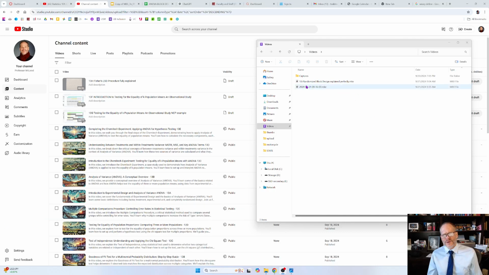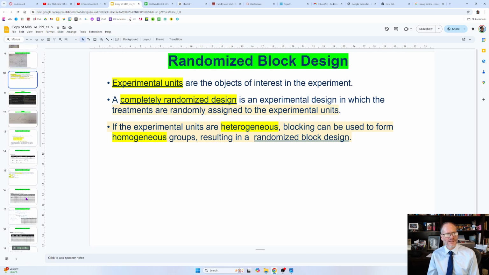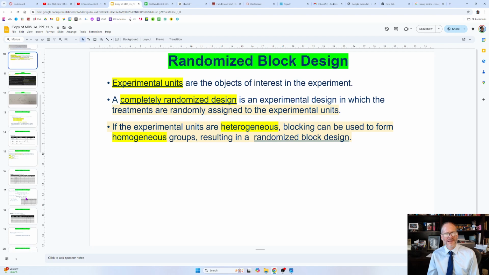I called the previous video Randomized Block Design Explained Perfectly. I felt like, once I saw that, I get it. Randomized block design. So now we're just going to go through how the textbook explains it, which is not perfect.